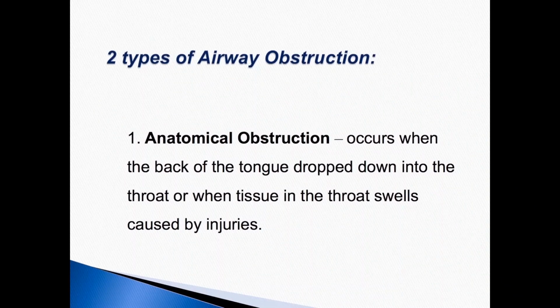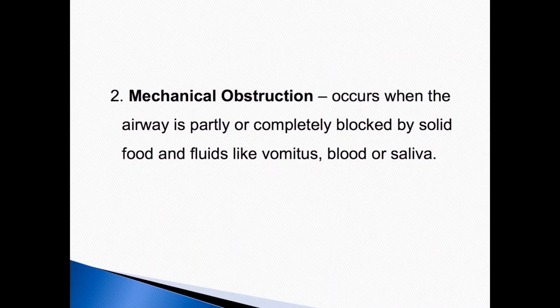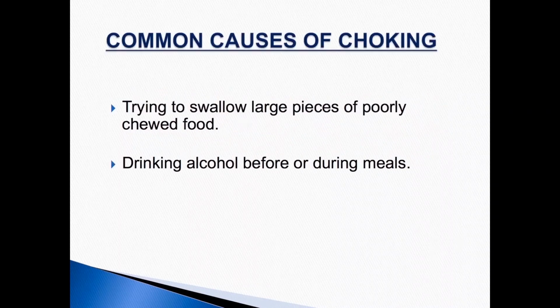We have 2 types of airway obstruction. 1. Anatomical obstruction. Part of the upper airway organs are the cause of obstruction. This happens when the back of the tongue drops down into the throat, or when tissue in the throat swells caused by injuries. 2. Mechanical obstruction. Occurs when the airway is partly or completely blocked by solid food and fluids like vomitus, blood, or saliva.